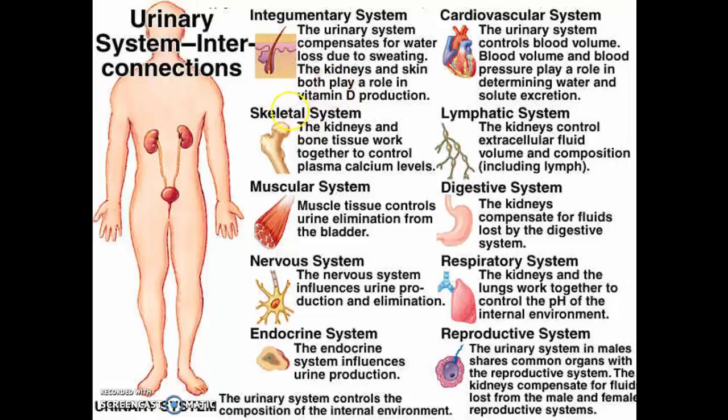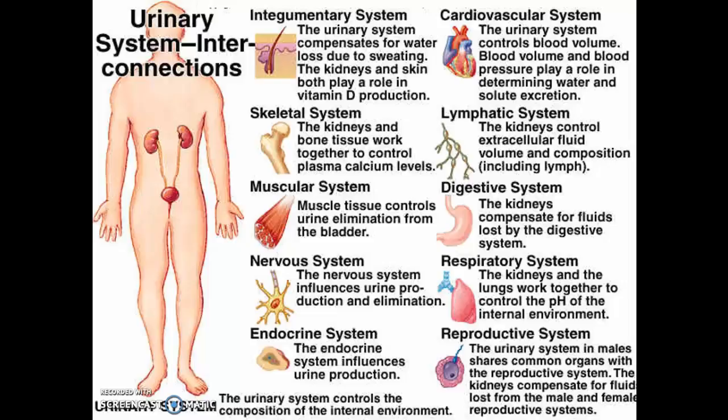Now, when it comes to the interactions of the urinary system with the skeletal system, the kidney and the bone tissue work together to control plasma calcium levels. And for the muscular system's interaction with the excretory system, muscle tissue controls urine elimination from the bladder. The nervous system is the mastermind of the body, especially the brain. If it is not giving instructions to the kidney, it can never work.